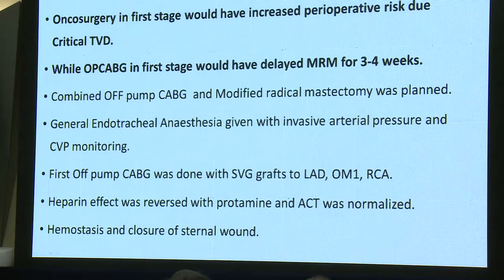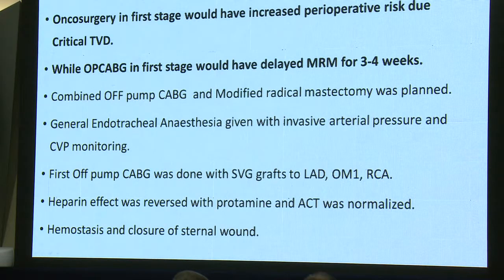Oncosurgery in the first stage in this patient would have increased the perioperative risk because of critical triple vessel disease, while CABG in the first stage would have delayed the MRM by at least 3 to 4 weeks till the patient recovers from the CABG and the sternal wound is healed. So combined off-pump CABG and modified radical mastectomy was planned by the combined decision of the oncosurgery and cardiac surgery teams.